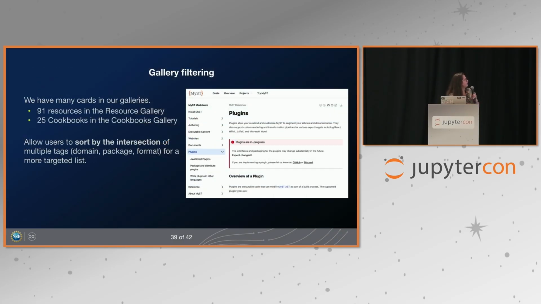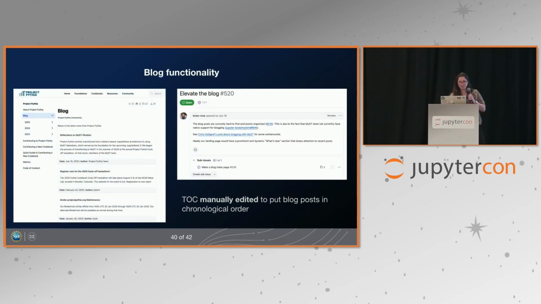And gallery filtering. So we have 91 resources in our resource gallery and 25 cookbooks in our cookbook gallery. And we have filtering that lets you pick Python packages you're interested in, specific domains within Earth Sciences and things like that. Currently, the filtering is not working. I'm actively developing a plugin to improve this. And hopefully, this MyST plugin is in progress, and when this turns green, hopefully we'll run ahead. Okay.